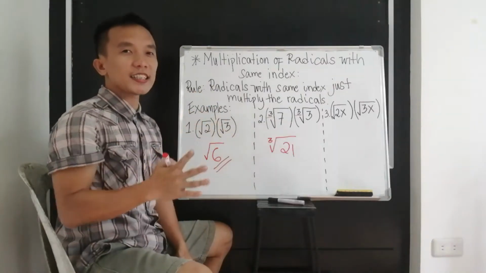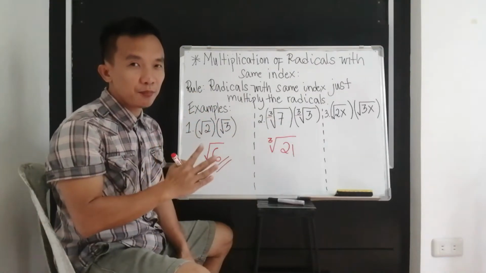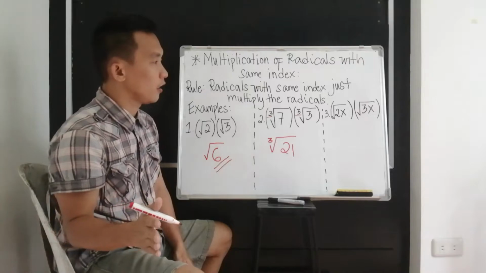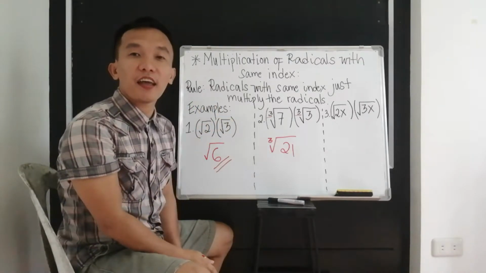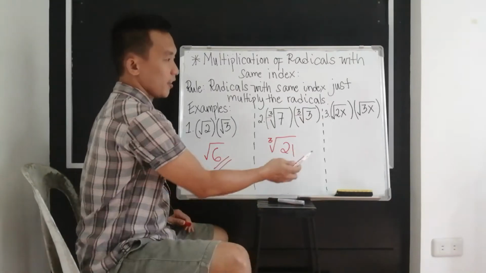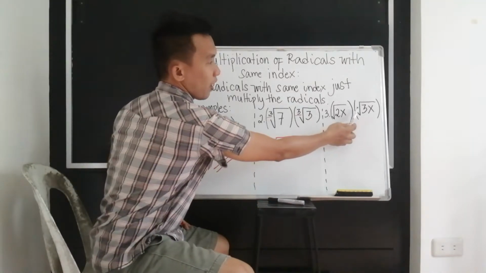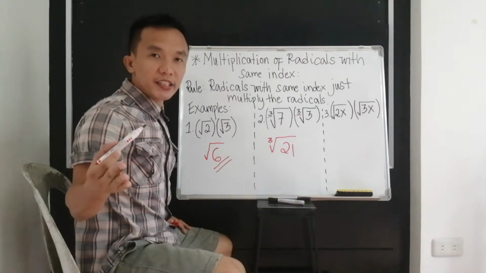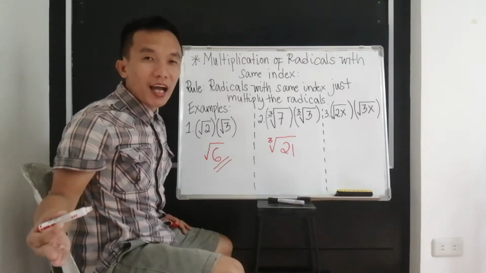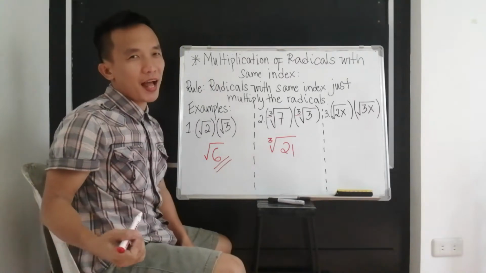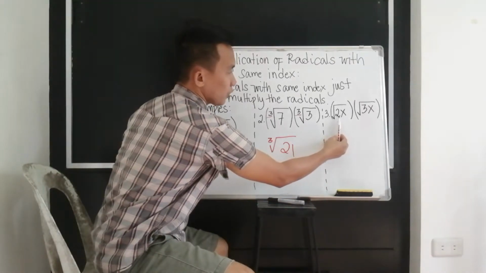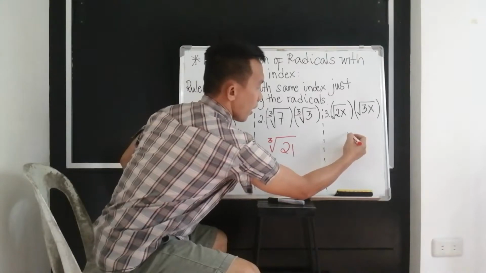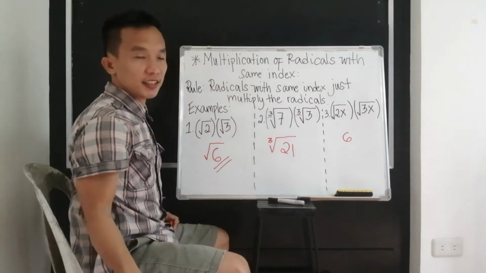Our third example contains a number and a variable. But you just check their index if they are the same. And notice, this is a 2 and 2, so they are just the same. We are just going to multiply the radicand. So when we multiply 2 times 3, our answer is 6.